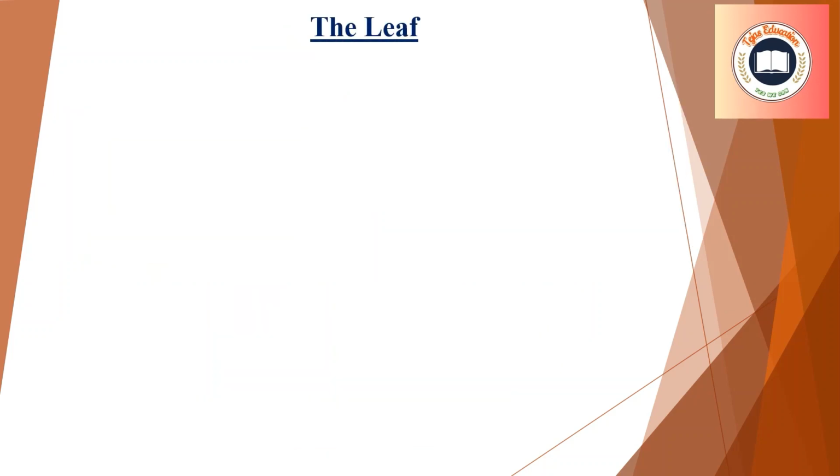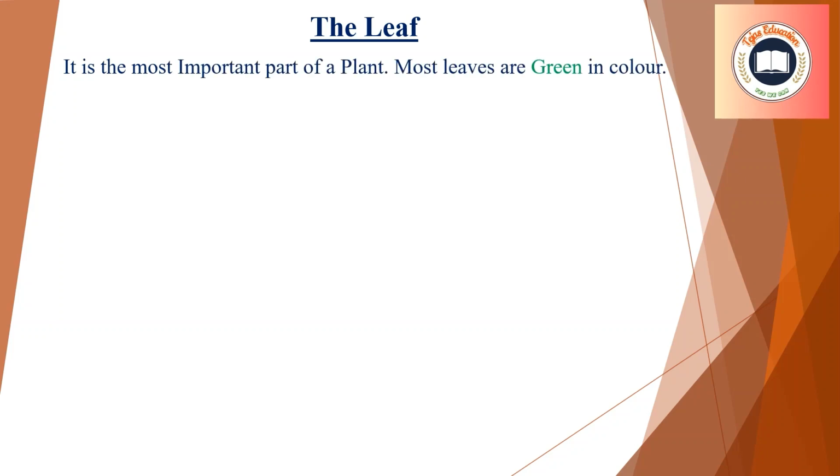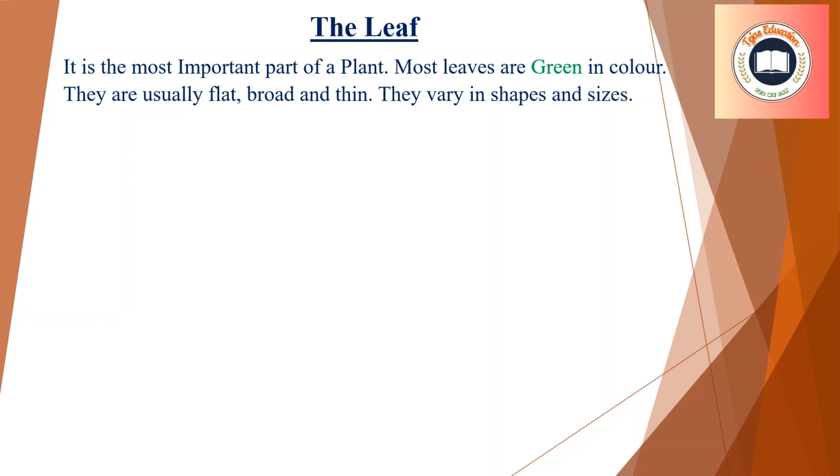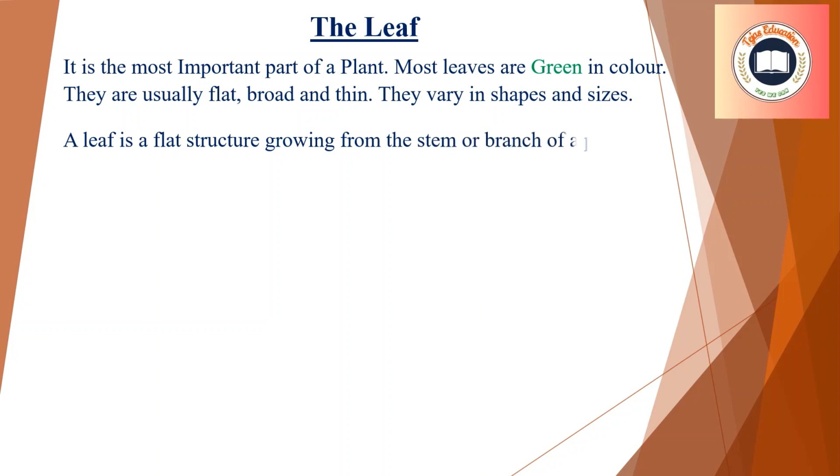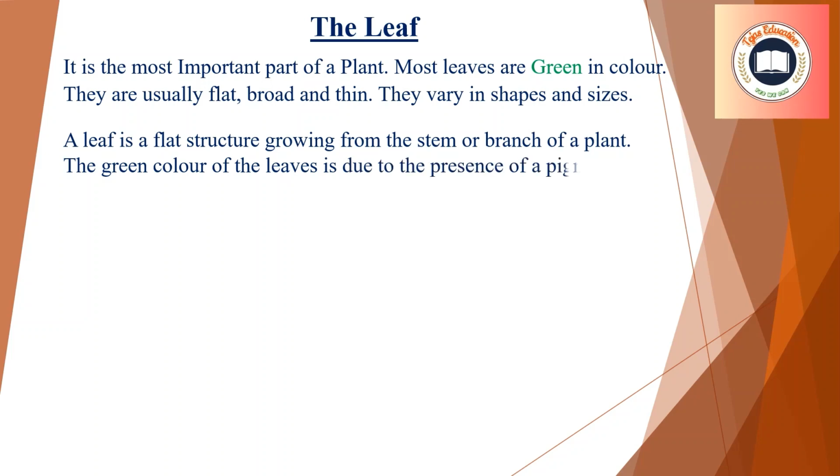The leaf. It is the most important part of a plant. Most leaves are green in color. They are usually flat, broad, and thin. They vary in shapes and sizes. A leaf is a flat structure growing from the stem or branch of a plant. The green color of the leaves is due to the presence of a pigment called chlorophyll.